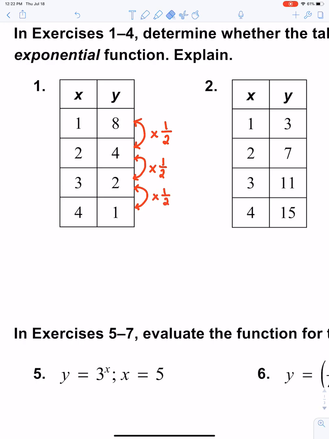So in this case, your exponential growth factor, your B, would be equal to 1/2. And this is going to be exponential. I know I said growth before, but when you're multiplying by a fraction, it's exponential decay.